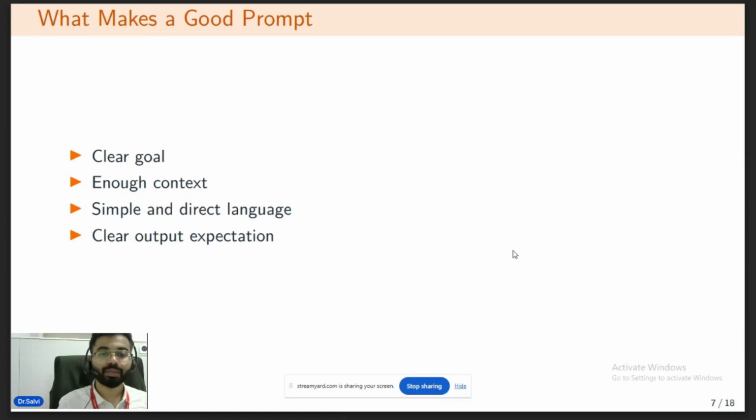Third is simple and direct language. We need to understand that the aspect of language is very important, so we have to know that simple and direct language is what a good prompt looks like. And the fourth aspect is clear output expectations. We have to ensure that the output expectation is clear, and if it is, only then can we make it a good prompt.